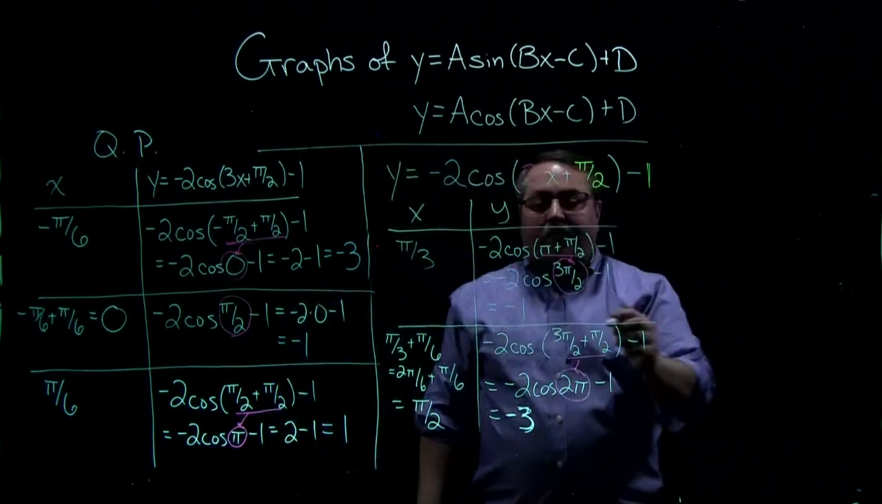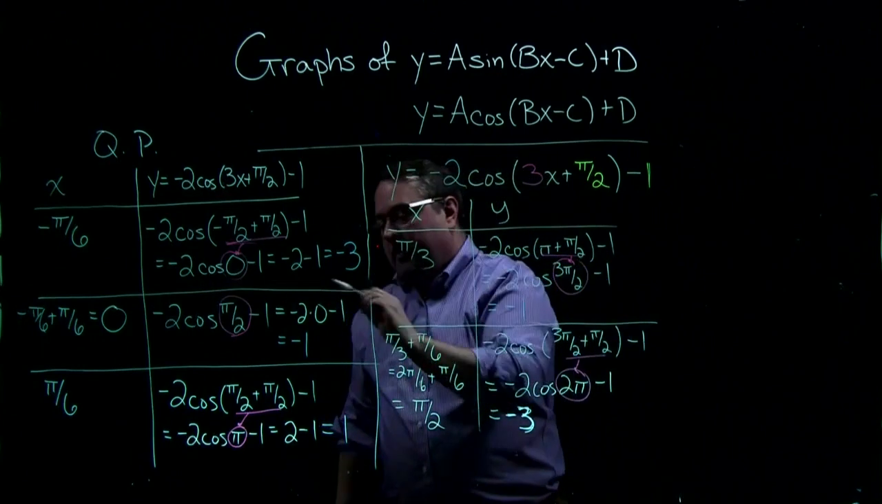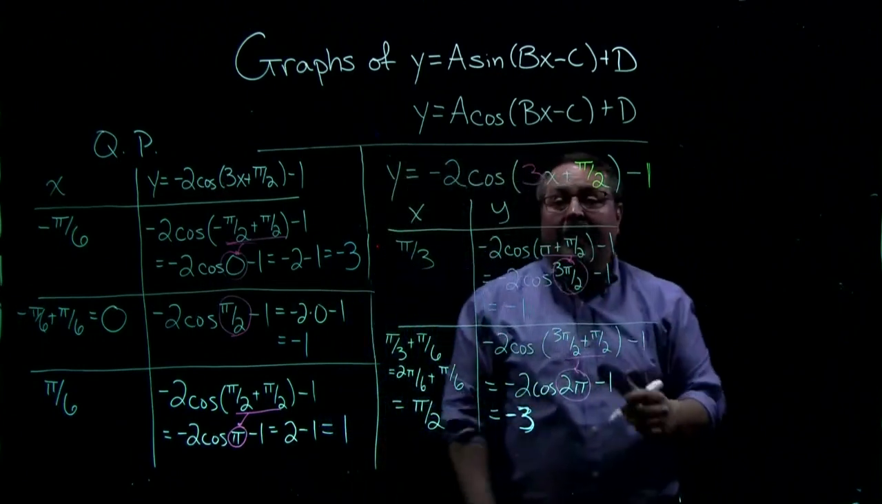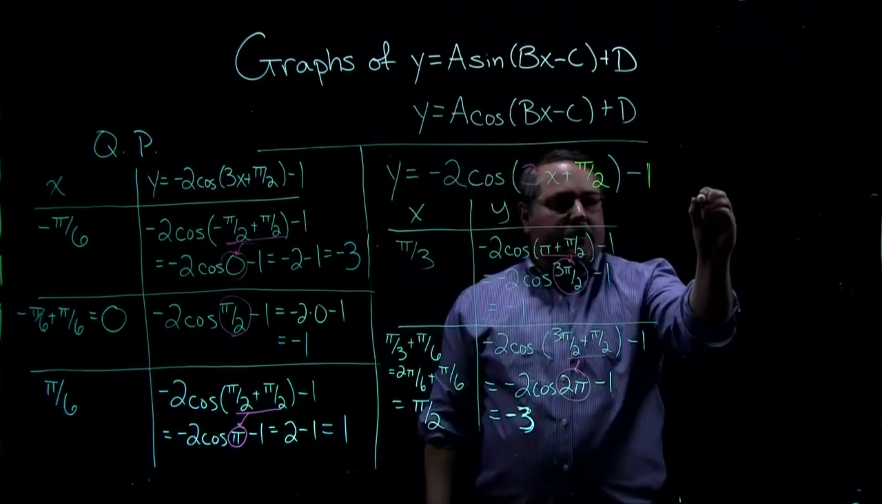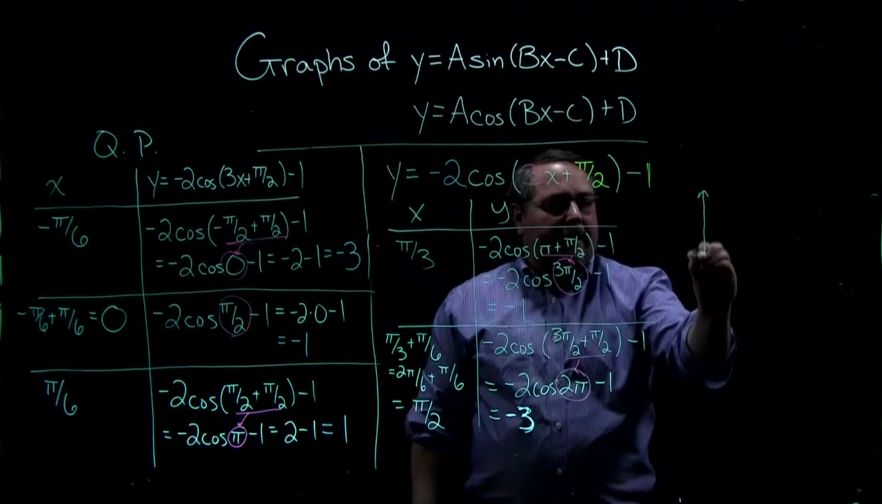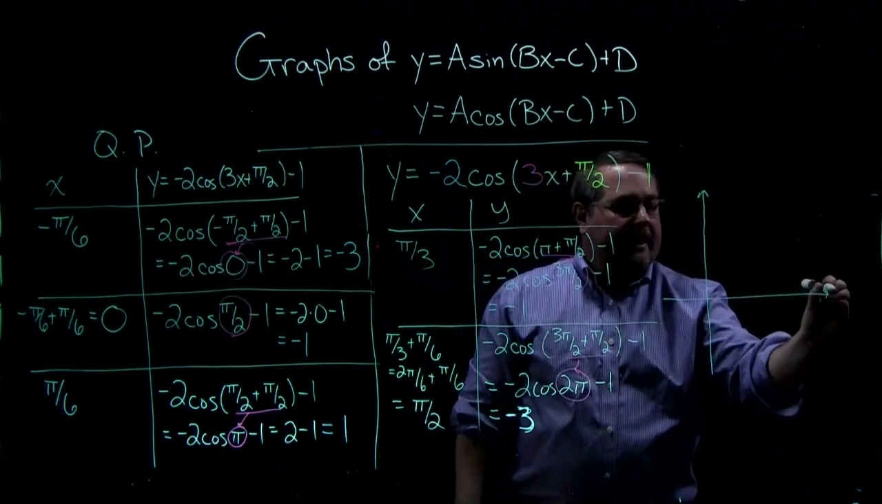So that's just something to keep in mind if you do these calculations and you get some weird number that's not 0, pi over 2, pi, 3 pi over 2, or 2 pi. That indicates you made an arithmetic error somewhere. Okay, so let's just finish up by putting this graph together.